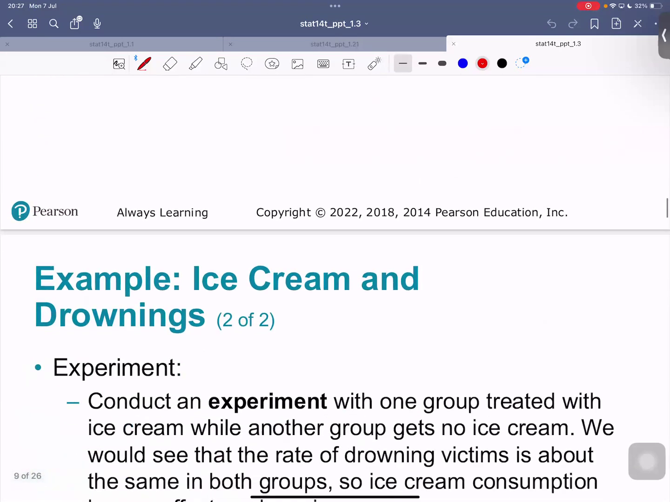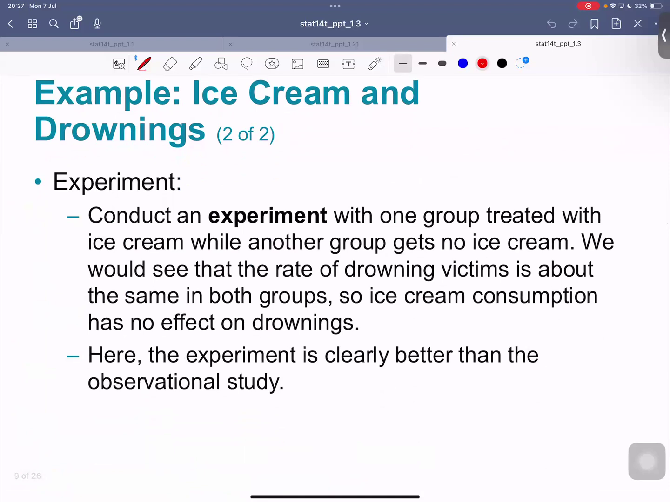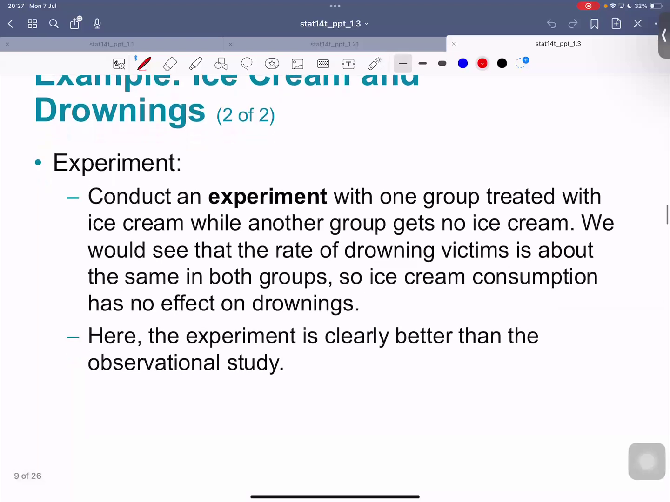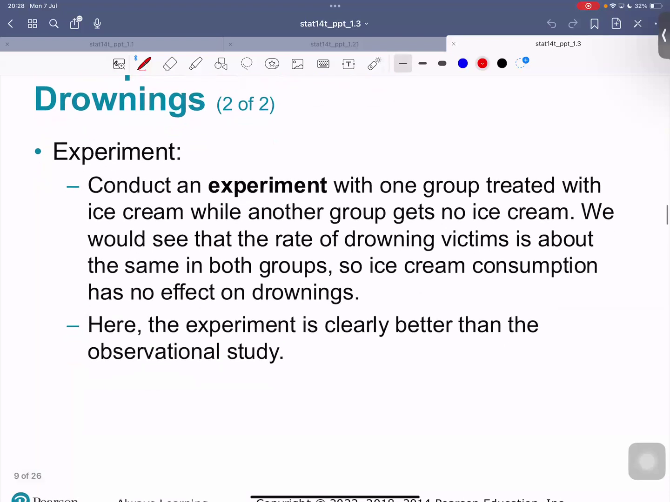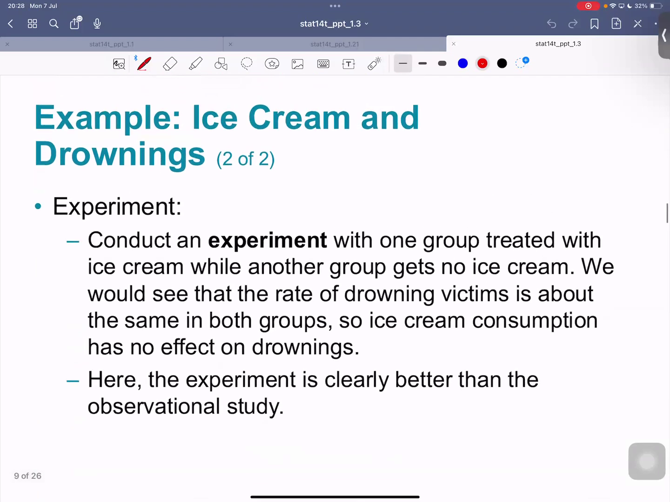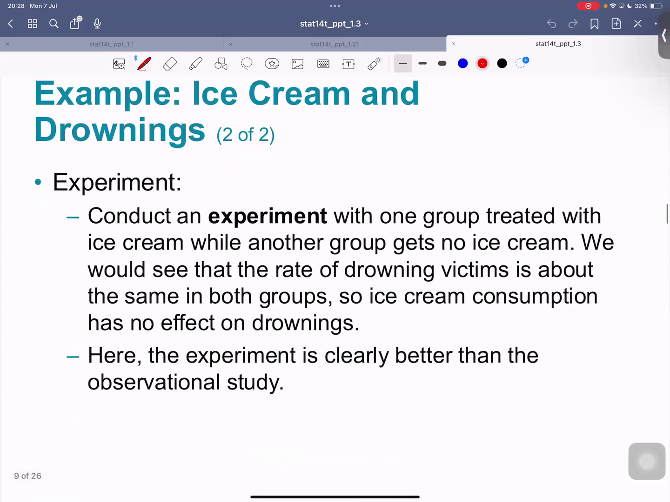Yeah. Thank you, DJ. Now the ice cream and drowning experiment. Conduct an experiment with one group treated with ice cream while another group gets no ice cream. We would see that the rate of drowning victims is about the same in both groups. So ice cream consumption has no effect on drownings. Here the experiment is clearly better than the observational study, right? I think the issue is they're eating the ice cream while they're drowning.